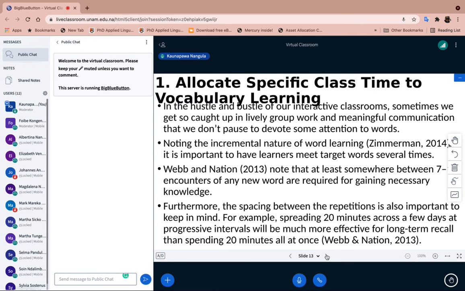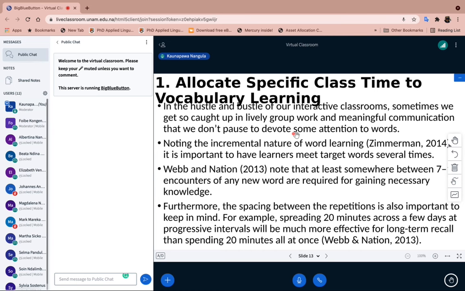So when we are talking about allocating specific class time to vocabulary learning, here we are talking about, at times, since we are always talking about the classroom, you should teach communicatively. There is so much focus on meaning in communication. We want the classes to be lively in the group work. Do you understand? You are focusing on certain content, but at times we forget about paying attention to vocabulary within the lesson. All right.